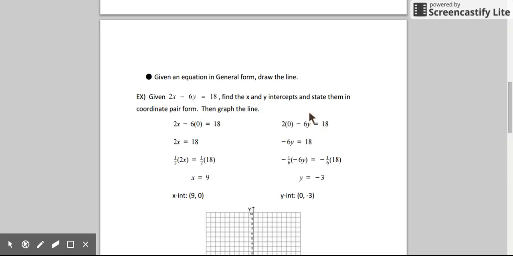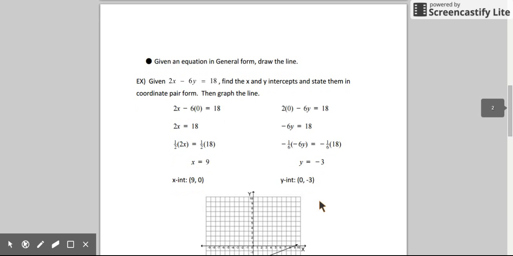Let's solve for the y-intercept. Let's substitute 0 for x, so we cancel that term, and then solve for y. So when -6y equals 18, we could divide both sides by -6 or multiply both sides by -1/6 and get our solution y equals -3. So when x was 0, y is -3, placing us on the y-axis at a y-intercept.